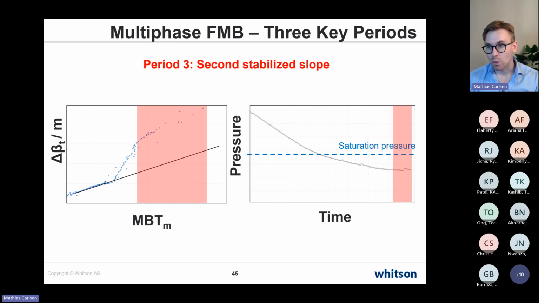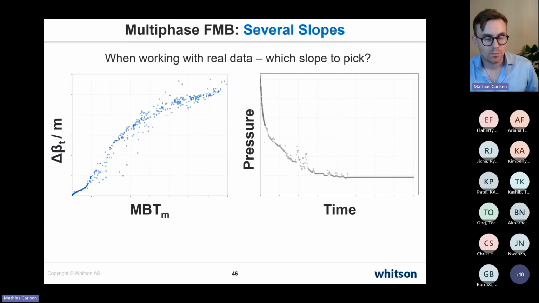So this was case study number 1. Case study number 2 is provided right here. That is from the Permian. And when you have this case study right here, you can see the typical example. We have 3 slopes, and which slope should you pick?